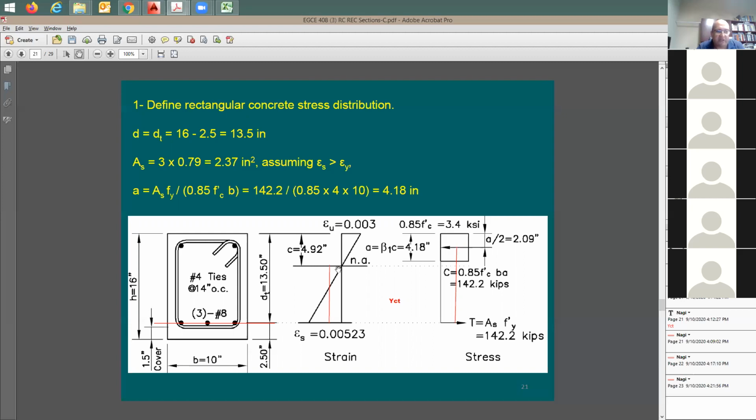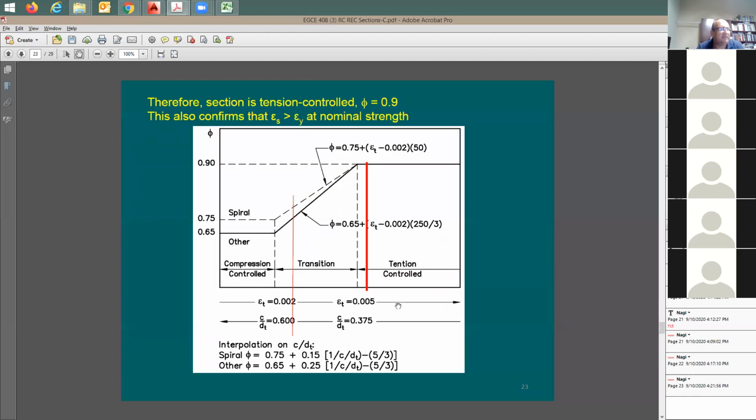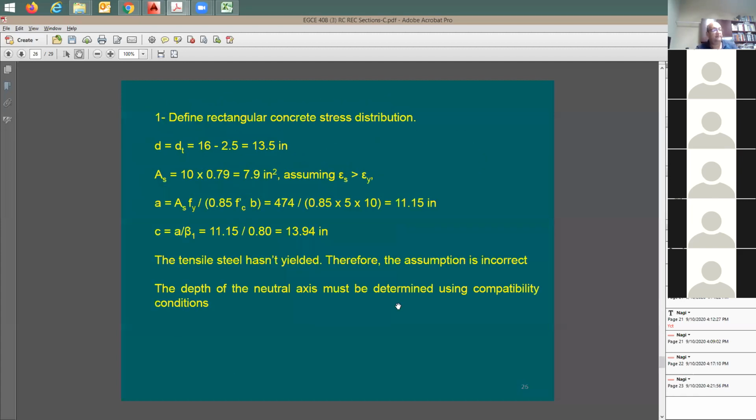So the first equation is going to be based on the equilibrium condition, which means that you put C equal to T. And based on this, you find out the relationship between c and the strain in the steel. In the second equation, based on this similarity, you're going to be able also to find the relationship between the strain in the steel and the depth of the neutral axis c. Any questions?